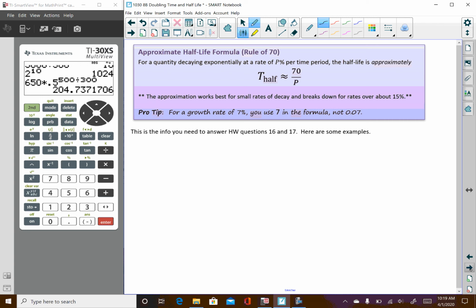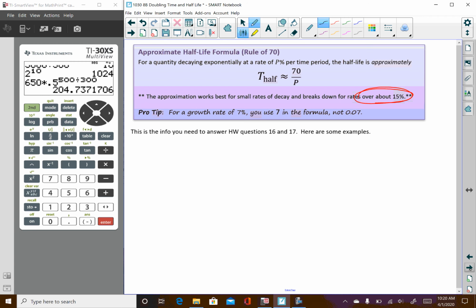Okay, so this is the approximate half-life formula. We did the approximate doubling time formula before. It turns out the formula is the same. Thank goodness. I hate it when there's a million different rules. But that same formula works here. We just take the number 70 and divide it by, in this case, the decay rate. So again, this works best for small rates of decay. If it's decaying at a rate faster than 15%, then this formula does not do well, and there's a different formula you'd have to use.